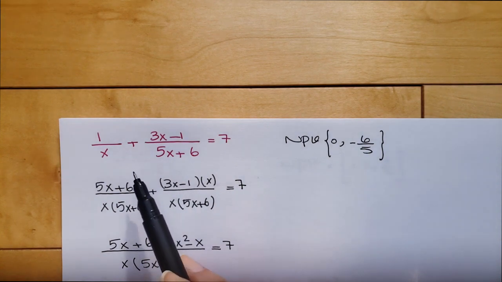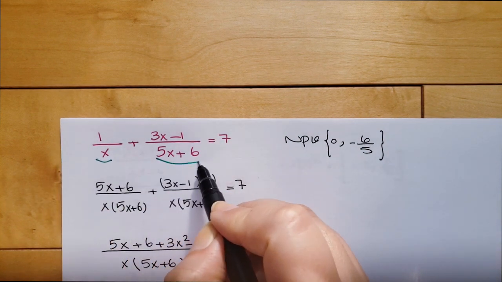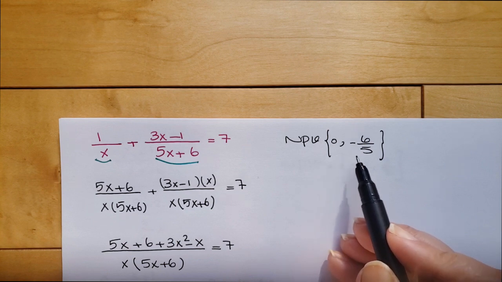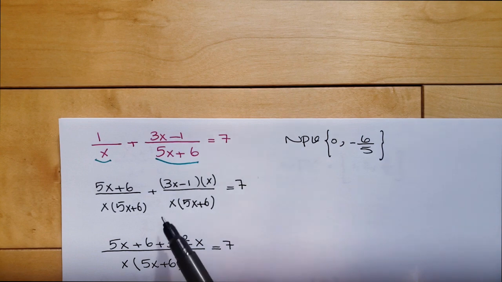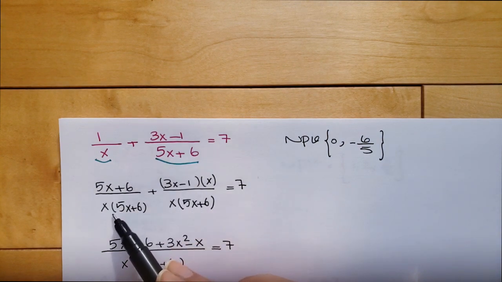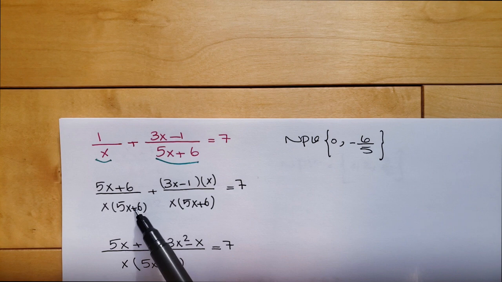I start by defining the NPV. So this denominator and this denominator should not be 0. The values which make them 0 are 0 and negative 6 over 5. These are called the restrictions. Then on this side, I have to do common denominator. I'll go with x multiplied by 5x plus 6. Okay, this is the common denominator.